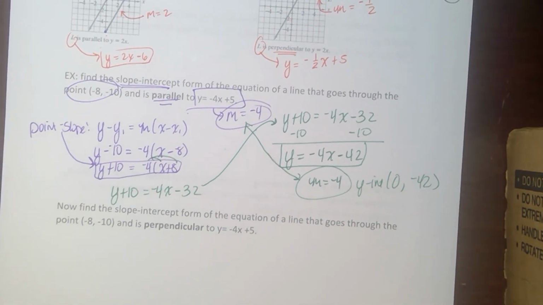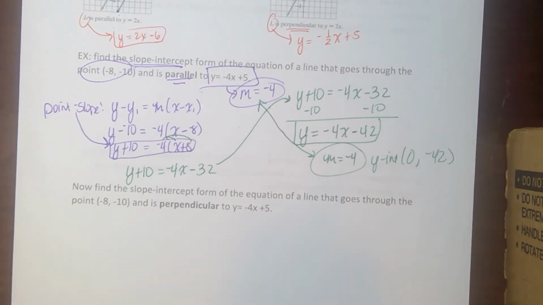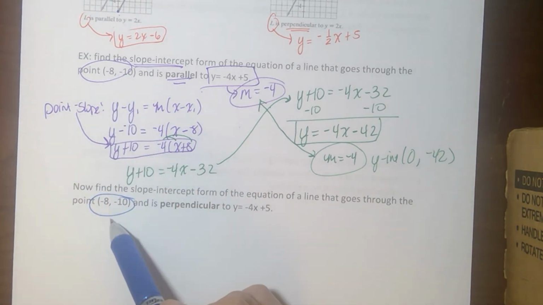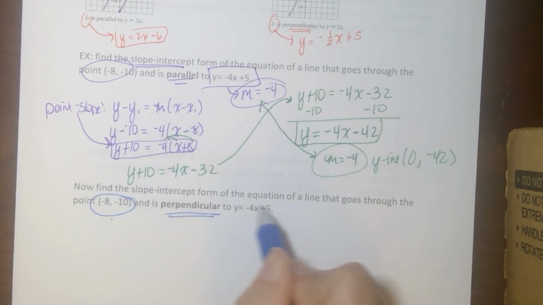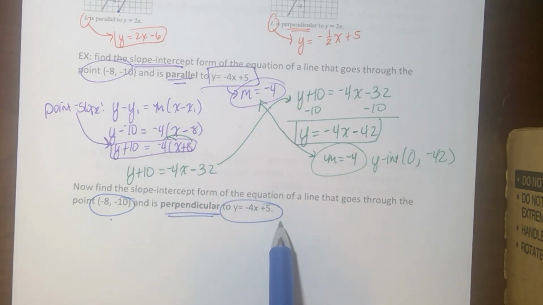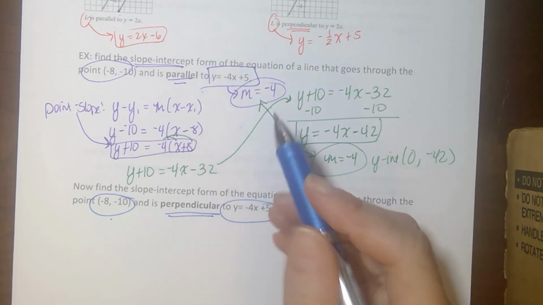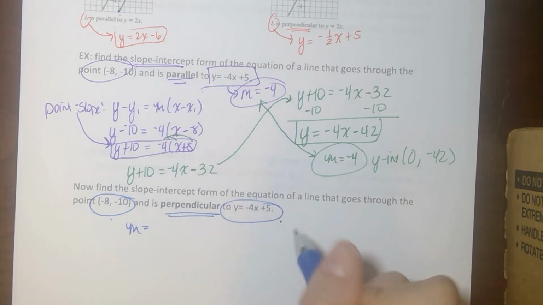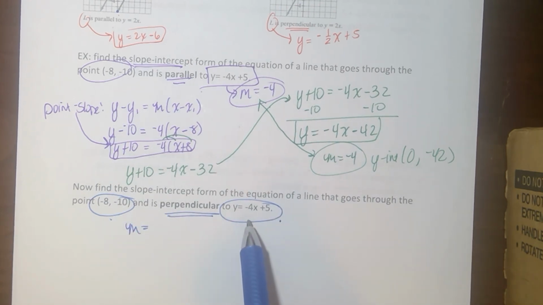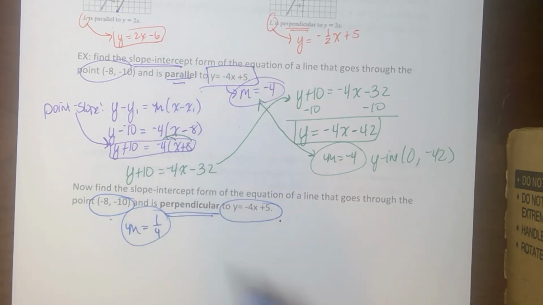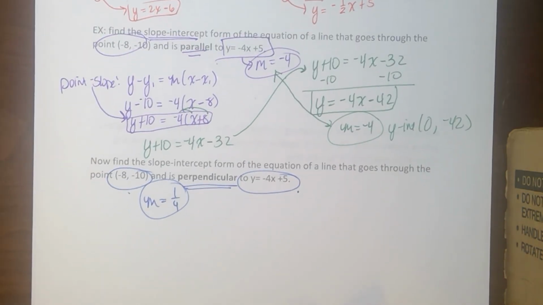Now, the next example says to find the slope-intercept form of the equation of a line that goes through this point again, but this time it's perpendicular to that given line. So we're using the same point, same line, but the slope of the line I'm interested in is not going to be -4. This time, since it's perpendicular to that line, the slope of the line I'm interested in is going to be the opposite, so it will be positive, and it will be the reciprocal. The reciprocal of 4 is 1/4. So that's the slope of the line I'm interested in.